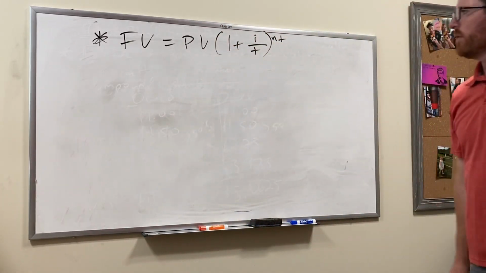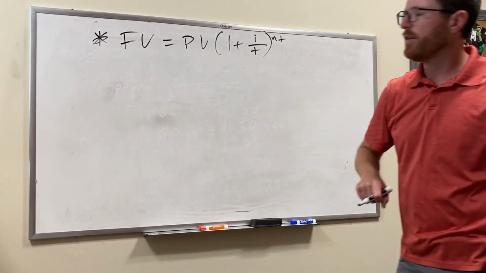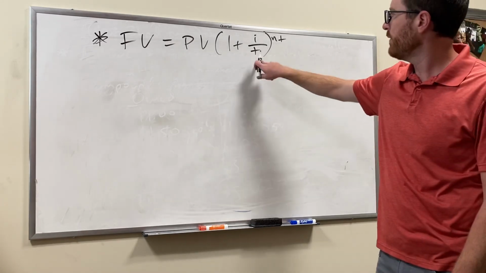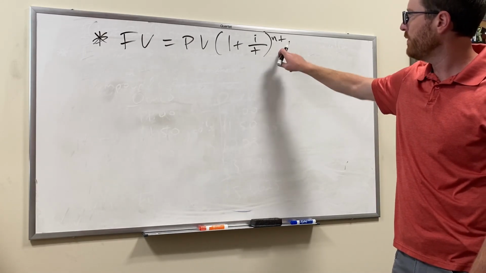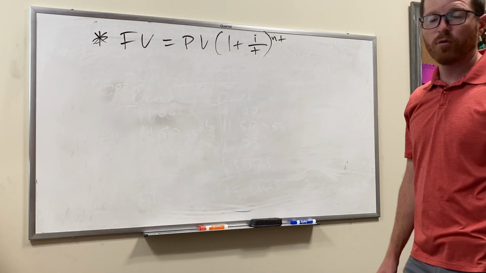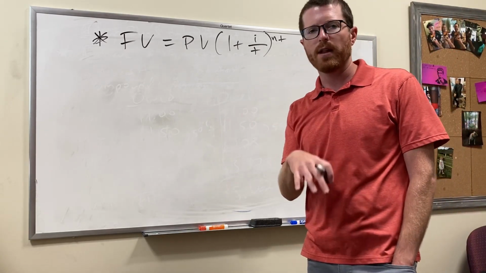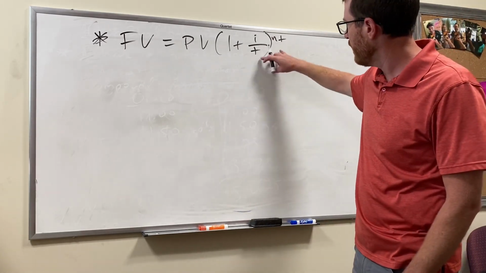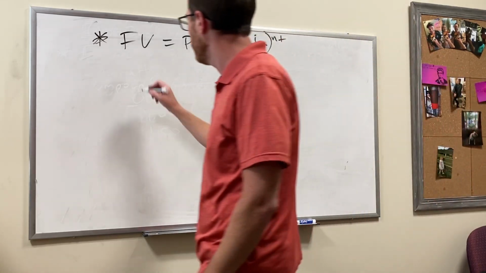Okay? The future value is equal to the present value times 1 plus i over t, raised to the nt. All right? Looks really similar to the formula we had in the last class. There's just one added term there, that t, that shows up in two places.